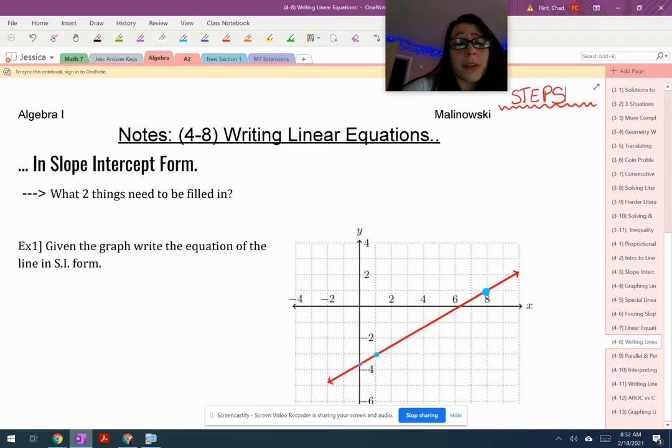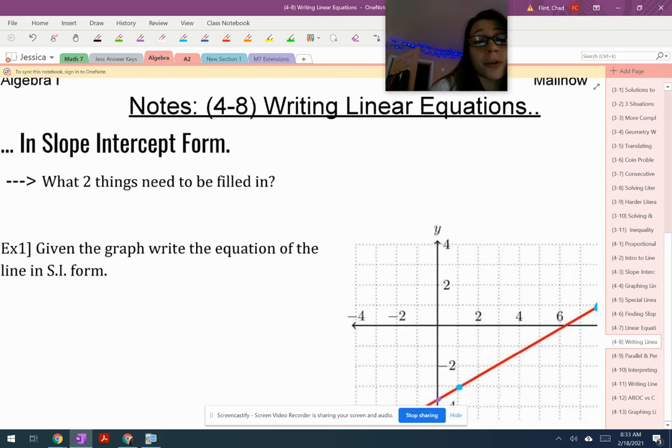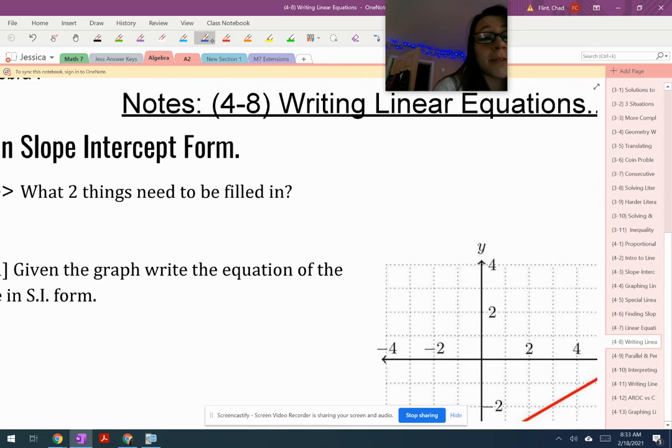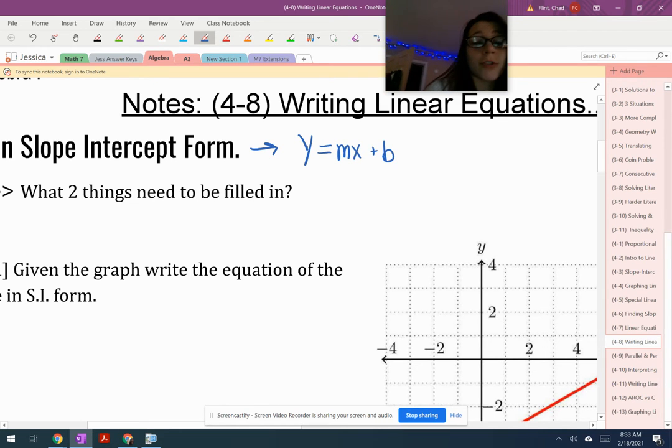All right, so we're moving on to notes for 4-8 today, writing linear equations. This lesson is super important because a significant portion of things you're asked to do on your test and on the exam have to do with writing linear equations. There's a couple different ways you can write linear equations. We're going to focus on writing them in slope-intercept form, which, in case anybody forgot, is just that y equals mx plus b equation.